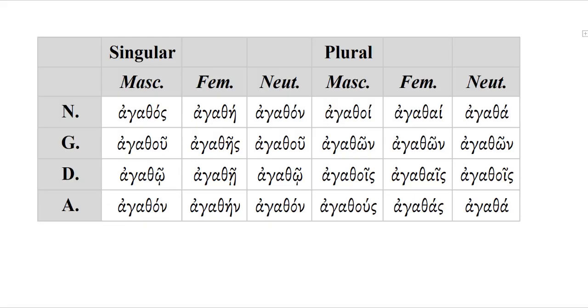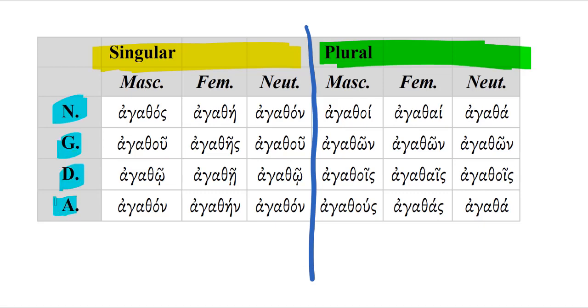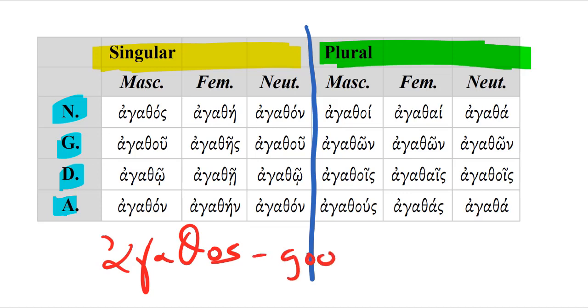Now, there's some really good news when it comes to adjectives. As I throw up the chart of the adjective, you're like, how is this good news? Well, let's orient ourselves again. Here are the singular forms, and here are the plural forms. These things are familiar to us. We also have the nominative, genitive, dative, accusative. All that's normal. And this is for the word meaning good, agathos. It's an adjective meaning good.